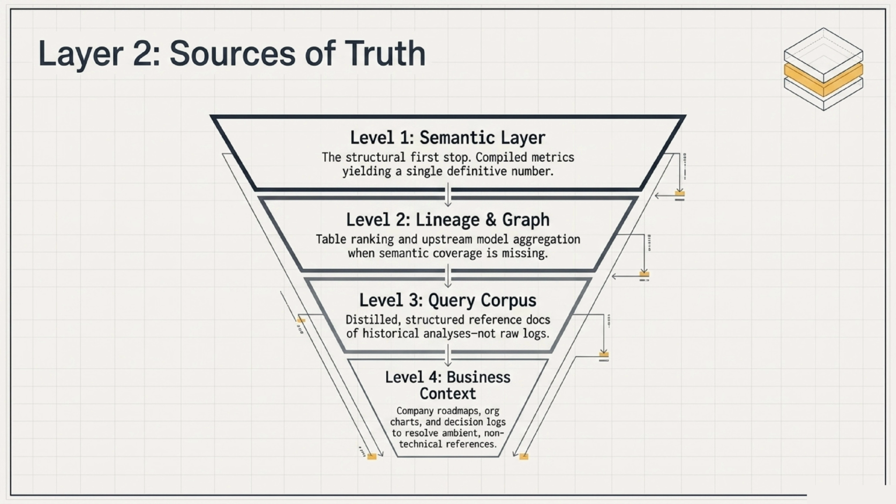If that fails, the agent moves to Level 2, lineage and graph, to find upstream model aggregations. Level 3 is the query corpus, which consists of distilled, structured reference docs based on historical analyses. And finally, Level 4 is business context, things like company roadmaps and org charts to resolve ambient, non-technical references.